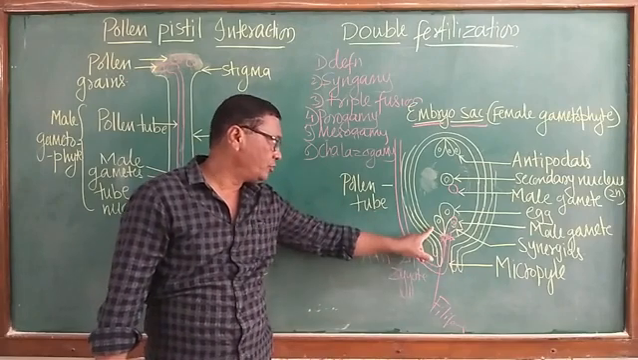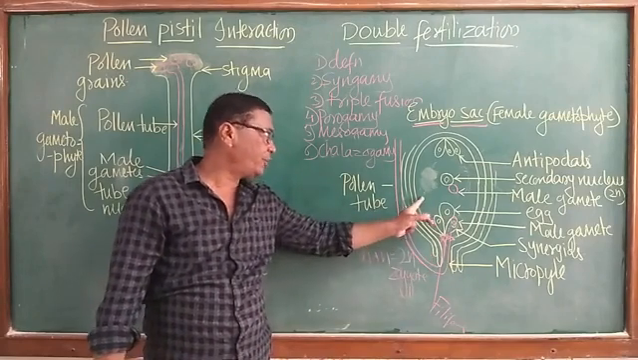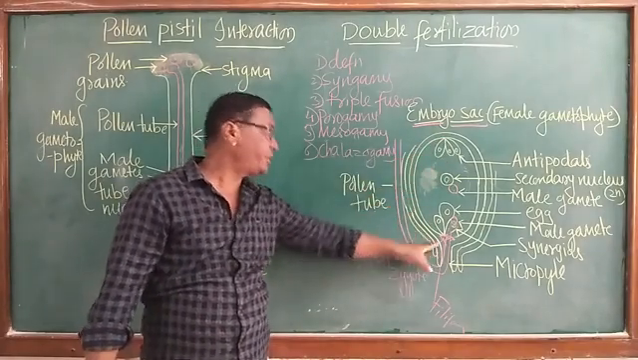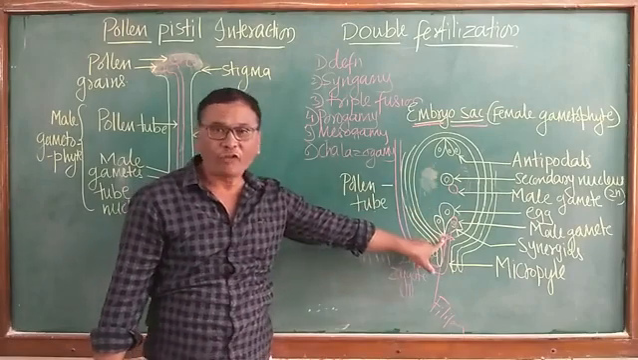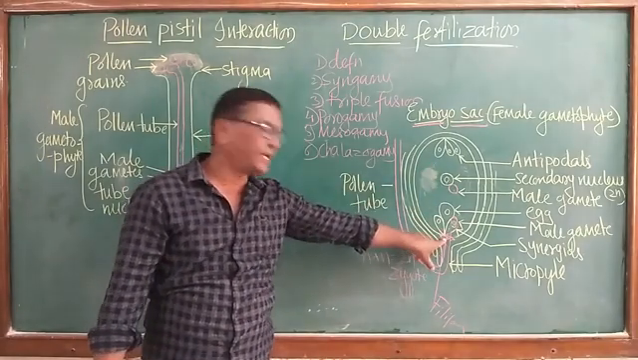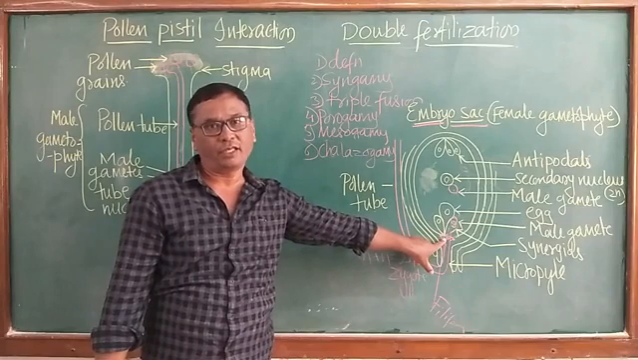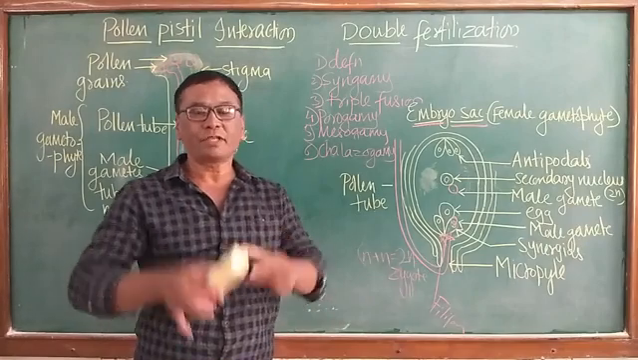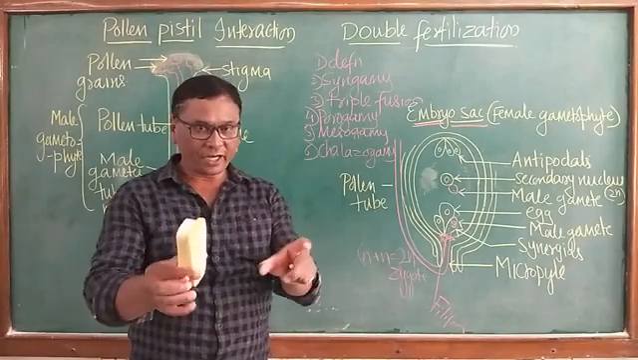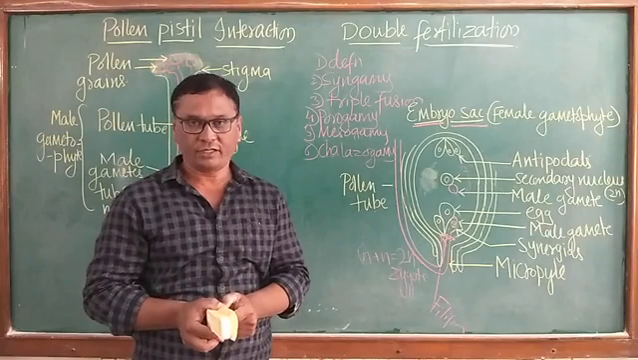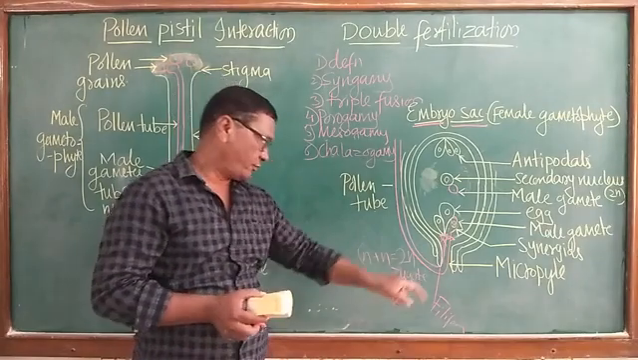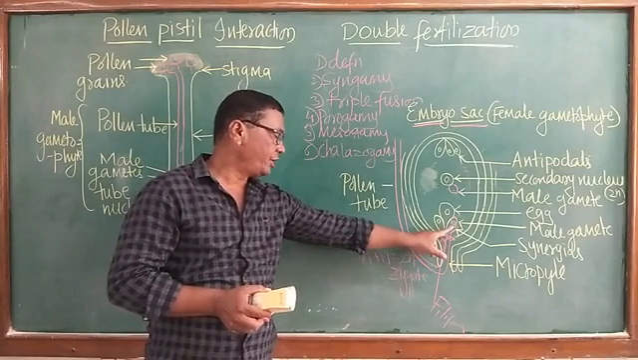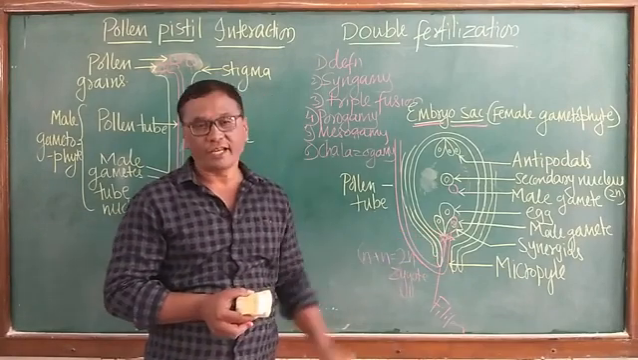The pollen tube may come through the integuments, through the chalaza or the micropyle, but its entry in the embryo sac is always through the filiform apparatus, which is present at the tip of the egg apparatus in the embryo sac. This filiform apparatus has some chemical stimulus which attracts the pollen tube towards it. And from the filiform apparatus, the pollen tube now enters into one of the synergids.